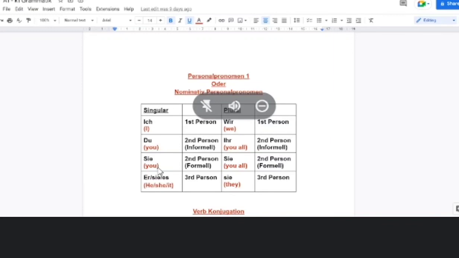Then, sie sagen. Then, wir sagen. Nein, nicht wir. Okay, see on the screen. Er sie es sagt. Okay, ma'am. Then, wir sagen. Ihr sagt. Sie sagen.